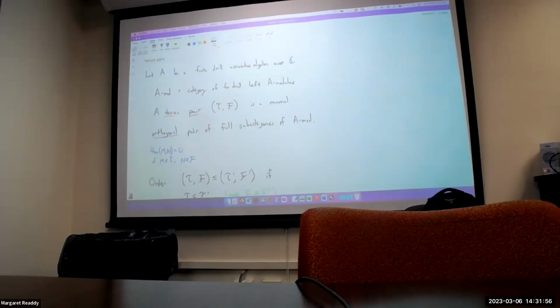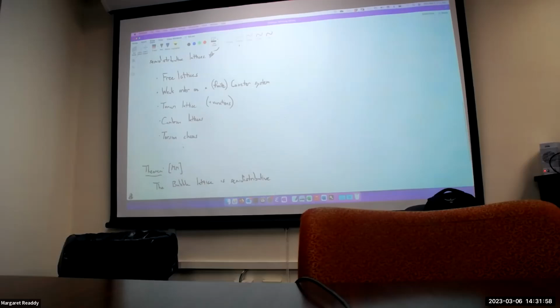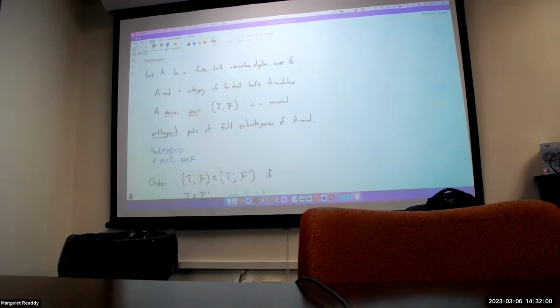All right, so now I want to talk about torsion pairs. I know some people in this audience know a lot about the subject, and maybe they have talked about this. But I'm just going to briefly go through the ideas here. I don't want to go too deep into this.